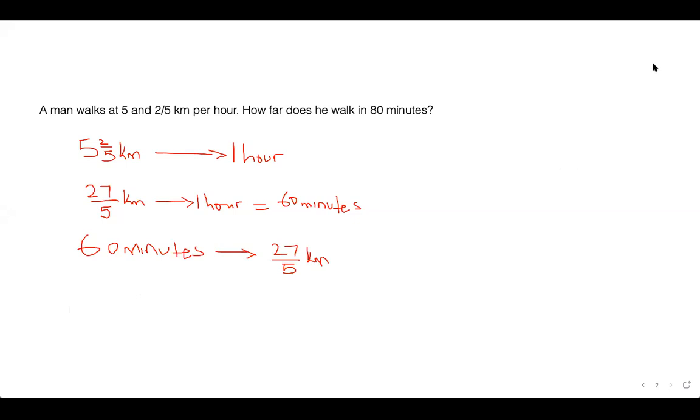27 out of 5 is 60 minutes, but they say 80 minutes. So first I subtracted 80 minus 60, which gave me 20 minutes. So I put 20 out of 60, which gave me a third. Then I multiplied 27 out of 5 by a third, which gave me a number, which I don't remember. Then I added that number to 27 out of 5 kilometers. Then I got the final answer.